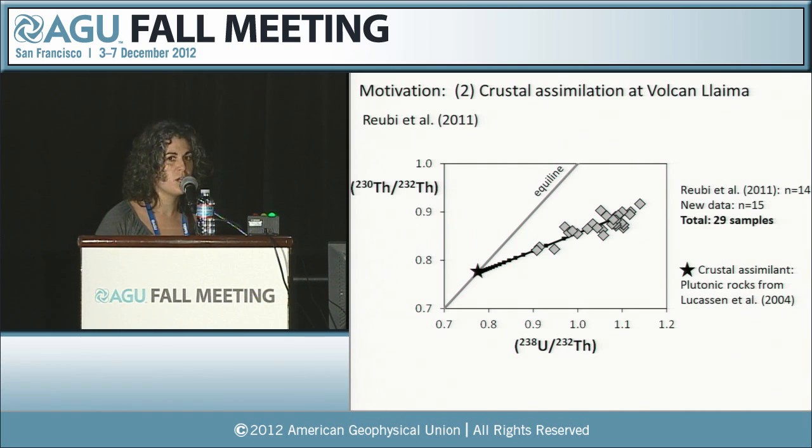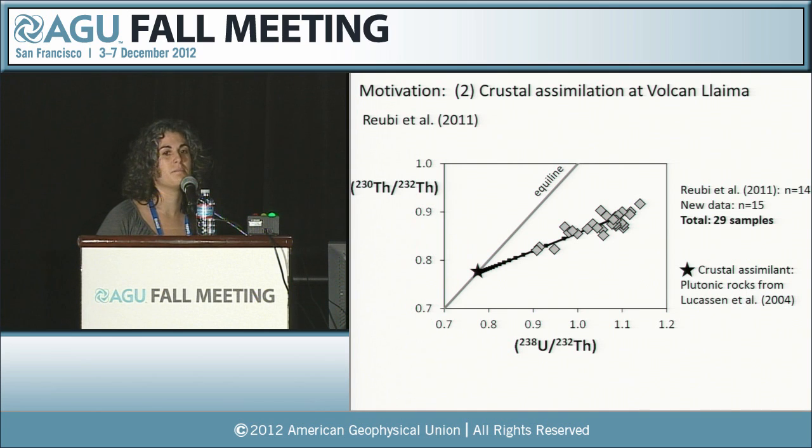which have found that Volcán Jaima in the southern volcanic zone has been subjected to crustal assimilation. So this is an equiline diagram. The line indicates secular equilibrium in the uranium-thorium system. And we can see that the Jaima data set is characterized by mixing between the least affected sample over here with the uranium excess and a crustal component on the equiline, which is similar to plutonic rocks that come from Lucassen et al.